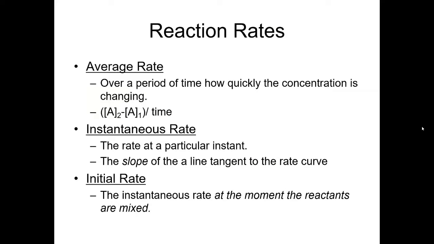Okay, so some definitions of things we talked about. Average rate is over a period of time. Instantaneous rate is at a particular moment, and it's the slope of the line tangent to the curve. And then initial rate is also an instantaneous rate, but it's at the moment the reactants are mixed. If you haven't done your vocabulary yet, these are some terms you should be seeing in the vocabulary.